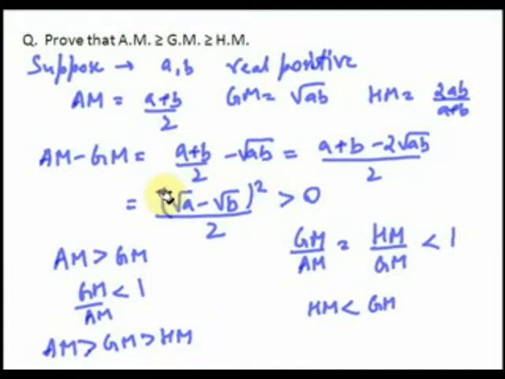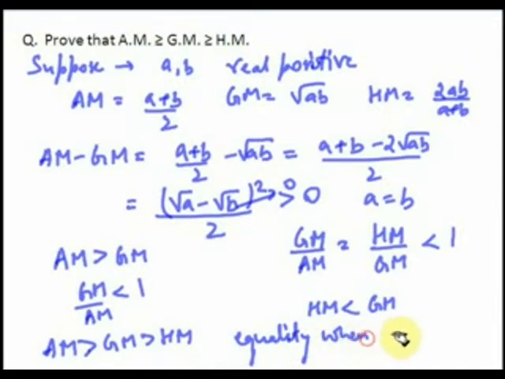The equality holds true. When will this term be equal to 0? This term will be equal to 0 when a is equal to b. So equality holds when a is equal to b. That means when the terms are equal. When both the terms are equal, then the equality will be there and all of them will be equal to 0.